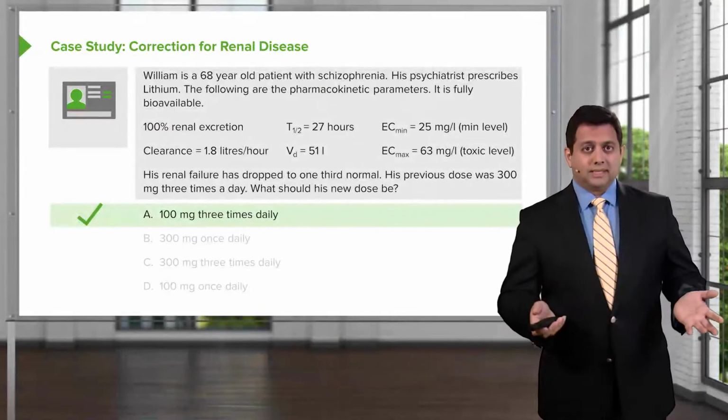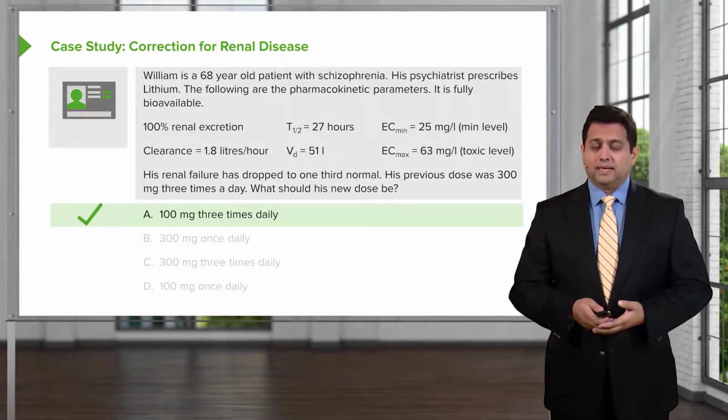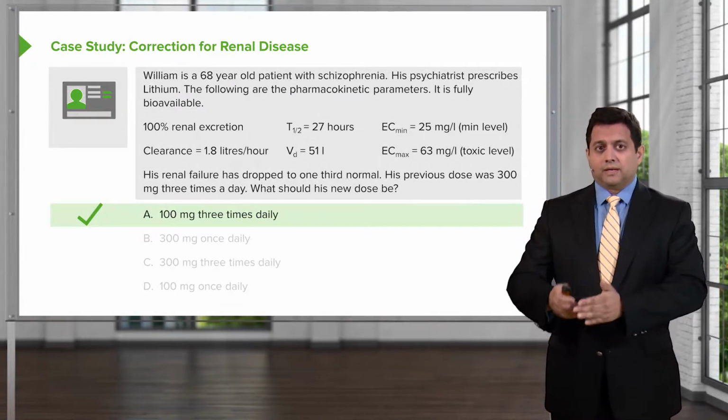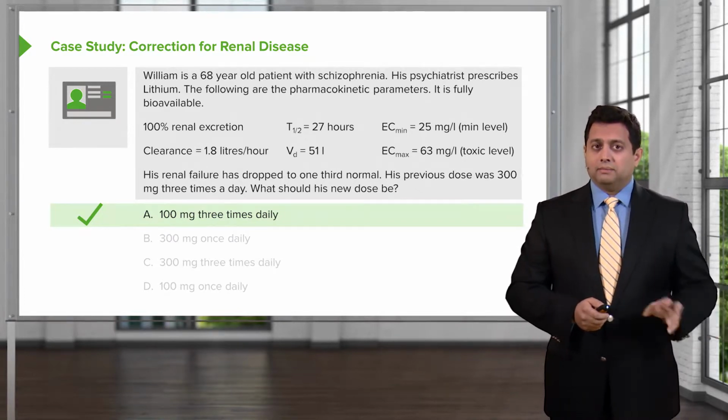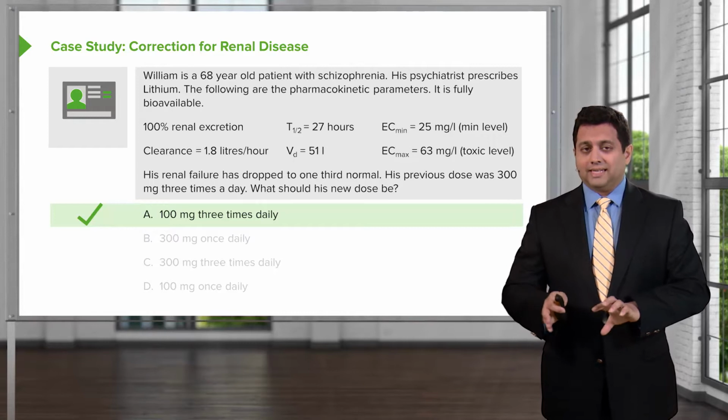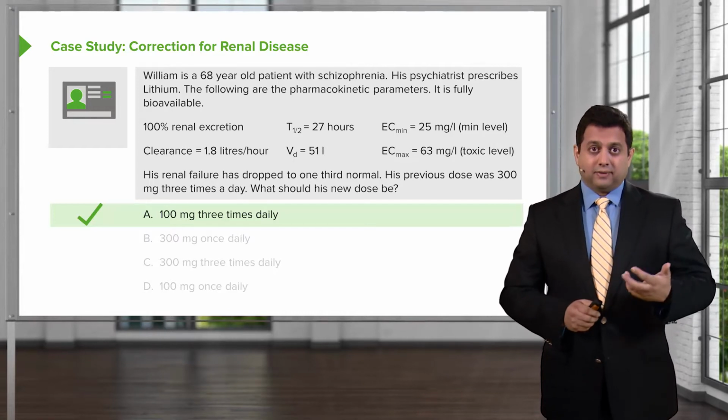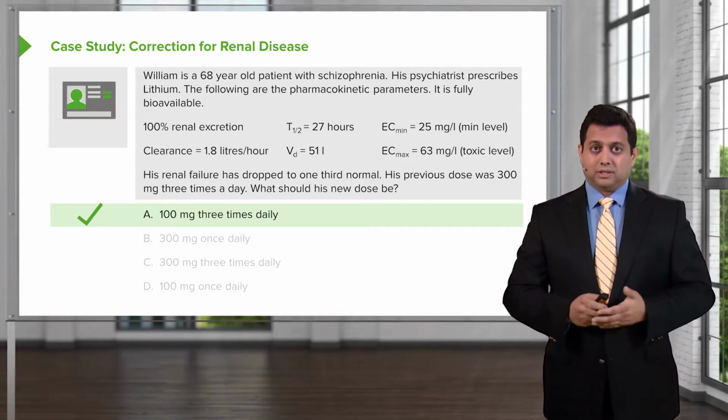So the answer is A, 100 milligrams 3 times a day. This is the answer that will be correct for the exam. There are those who would argue that B can also be correct, but I want you to focus on what's right for your exam to make things easy. So just divide the dose by the percentage reduction in renal failure.